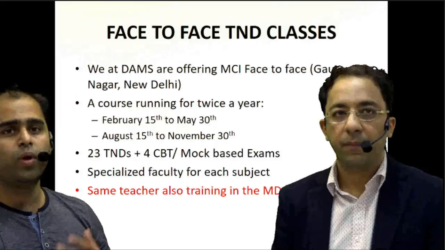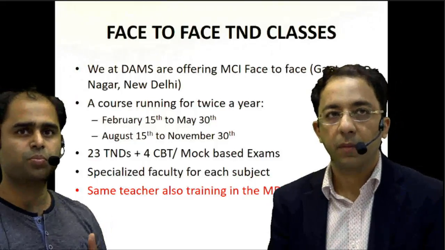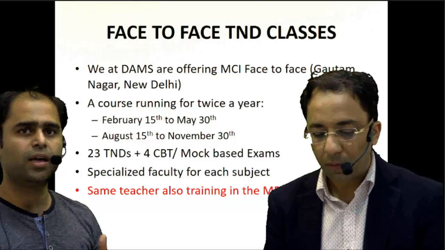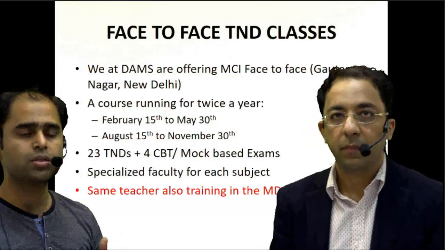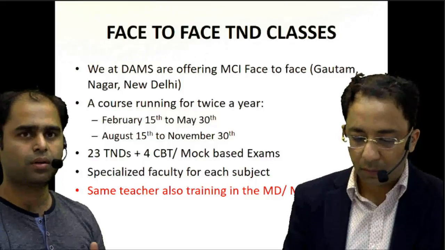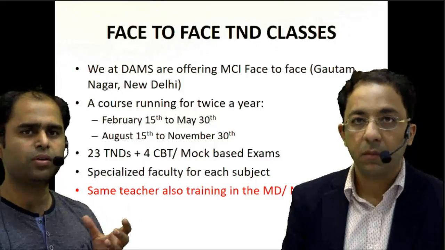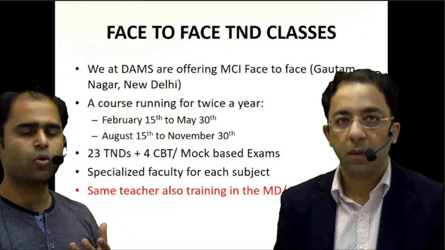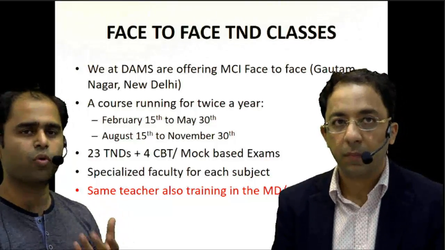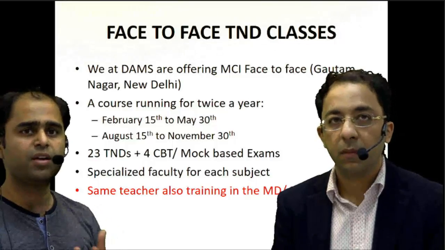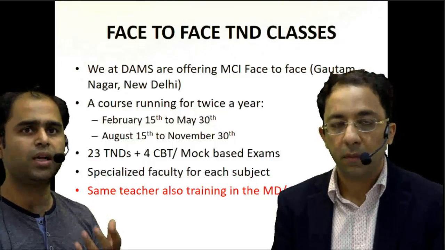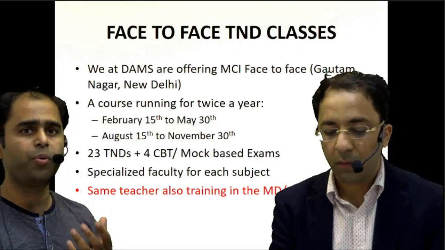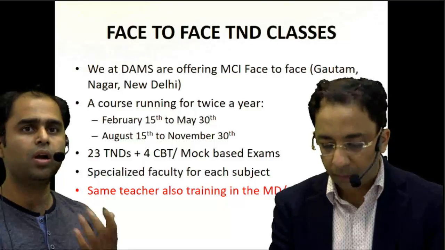Now, we are also providing you a test and discussion module. This module is again run twice a year, which is starting in the month of February and also in August. Now, this is a very special course for those who might have missed out their exams with a whisker, who were in the range of 140 odd. Now, this gives a course of 23 tests and discussions with 4 computer-based tests. Now, this is a very specific feature because DAMS is the only institute which has started this trend and is still continuing with a computer-based test which is held worldwide at the same time.